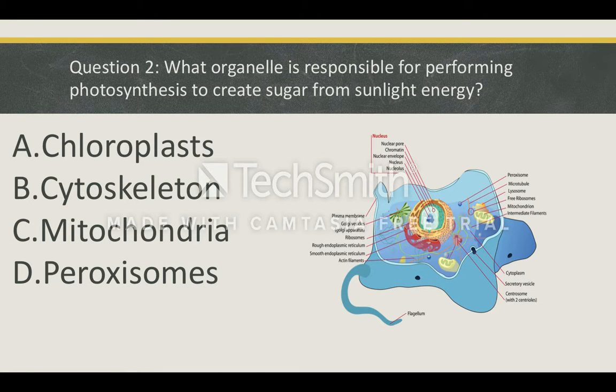Question number 2. What organelle is responsible for performing photosynthesis to create sugar from sunlight energy? Is it A, chloroplasts, B, the cytoskeleton, C, mitochondria, or D, peroxisomes? The answer is A. Chloroplasts convert sunlight energy into chemical energy and fix carbon into sugars.